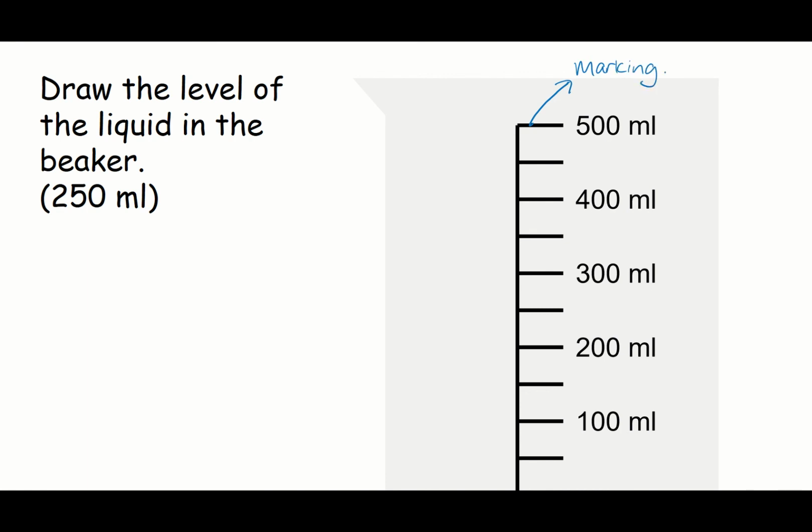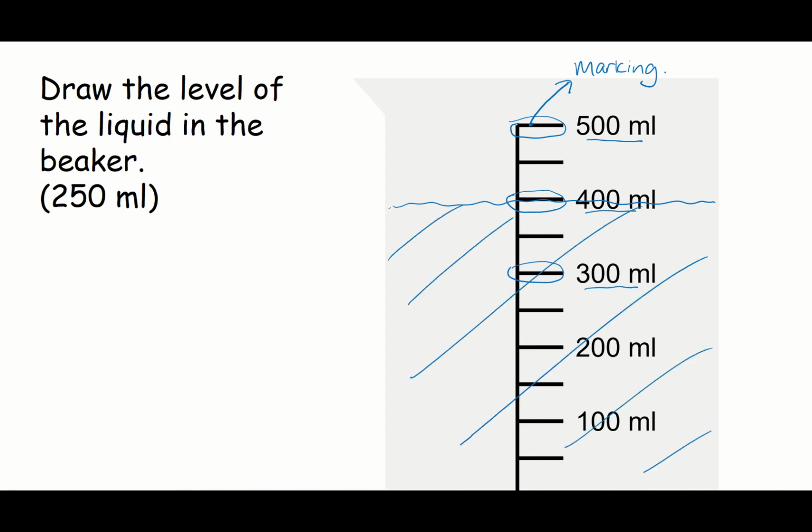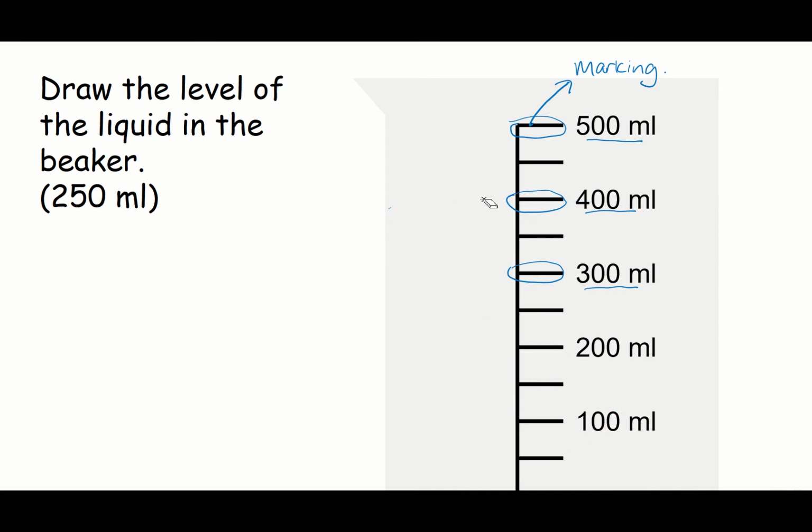Now, you will notice that some markings, like this one, and this one, and this one, are labeled with the volume. This means if the water level is at this line, that would be 400 milliliters. That's very easy to see because it just tells you the volume at that marking. But there are also some markings like this one, and this one, and this one that are not labeled.